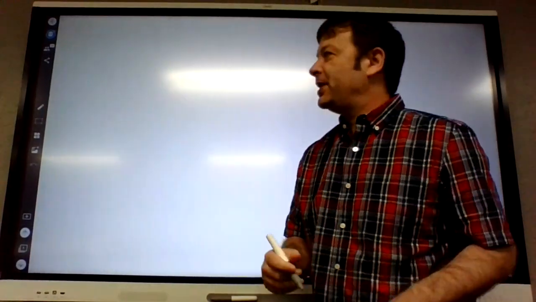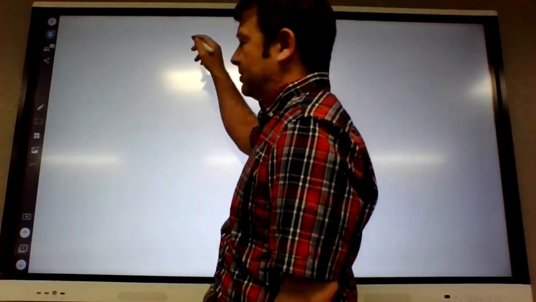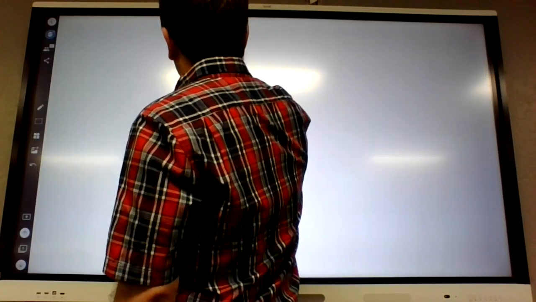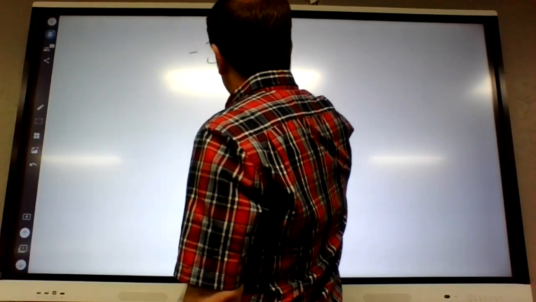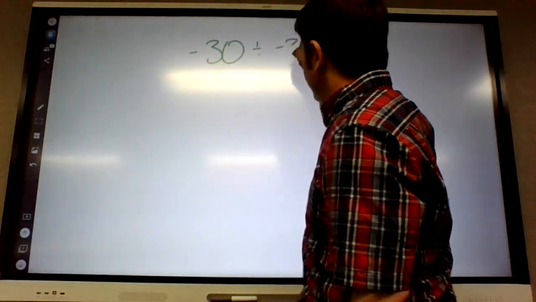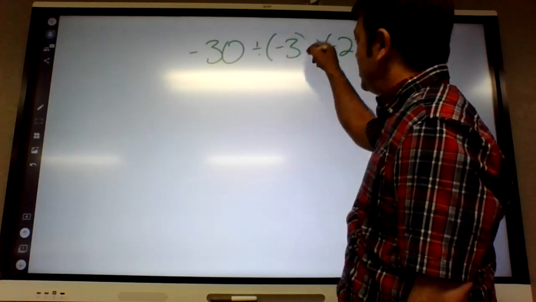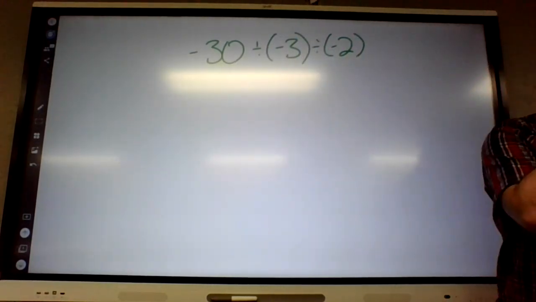As the rules for multiplication. So, I actually don't think they wrote it any like this, but if you have like negative 30 divided by negative 3 divided by negative 2, would this come out positive or negative?